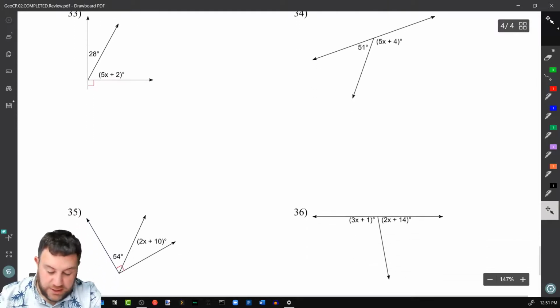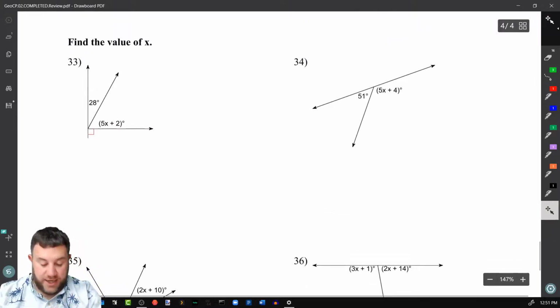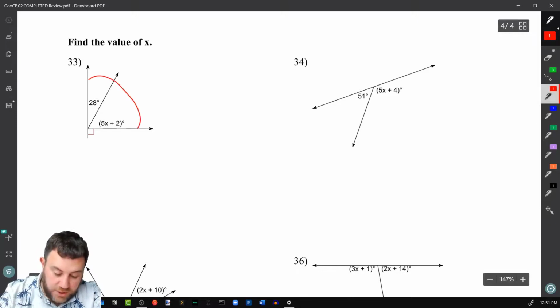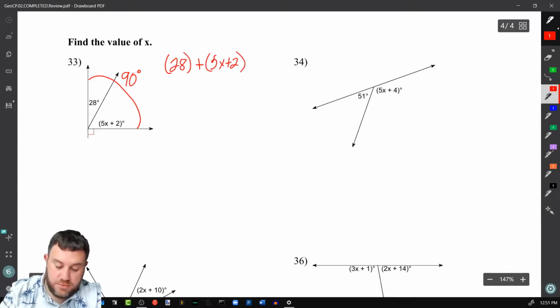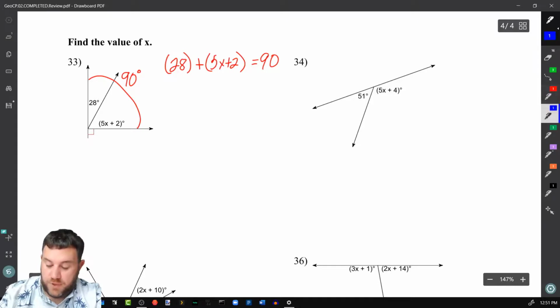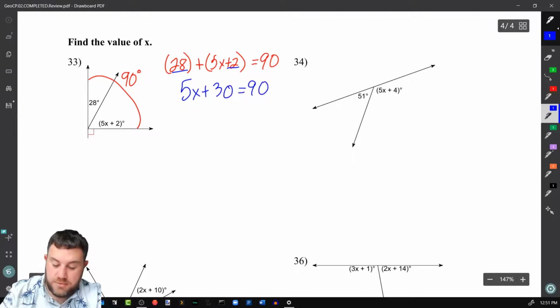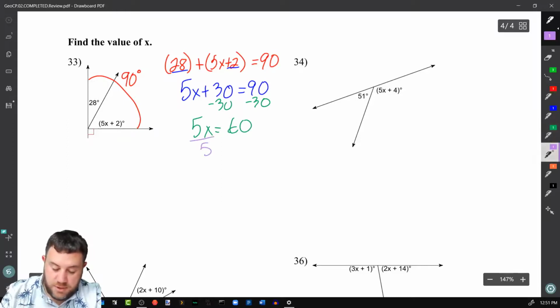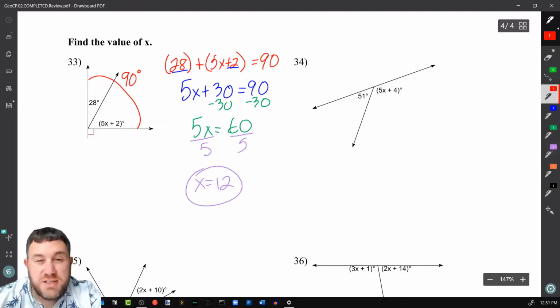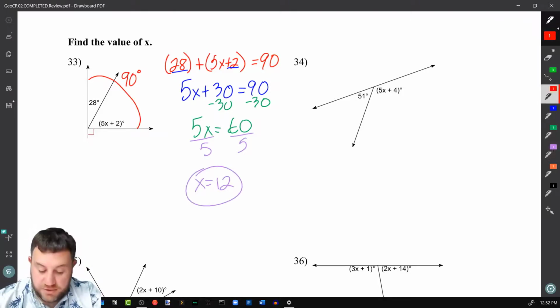All right. Our last section on all of these, we're just finding X. So we know that these two add up to 90 degrees. So we could say 28 plus 5x plus 2 equals 90. Like terms, so we get 5x plus 30 equals 90. Subtract 30 from both sides, 5x equals 60. And divide by 5, so x equals 12. And now you're starting to see why we spent time going over solving equations.